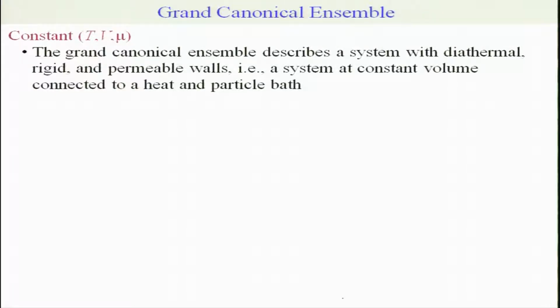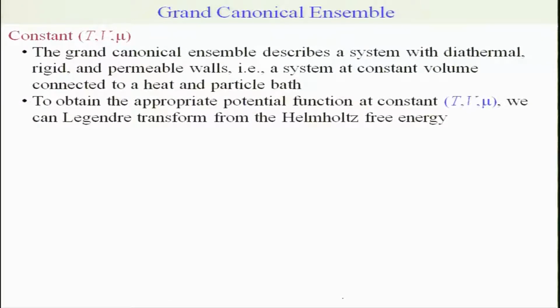Now, you can extend this exercise to the grand canonical ensemble. As I said, I am not going to go into the details. So, the grand canonical ensemble describes a system with a diathermal, rigid and permeable wall. So, it allows fluctuation. Basically there is a heat bath across the system, as well as a particle bath. So, the system is at constant volume connected to a heat and particle bath. To obtain the appropriate potential function at T, V, mu, we need a Legendre transformation from the Helmholtz free energy. Okay. Remember that we have done this exercise earlier.